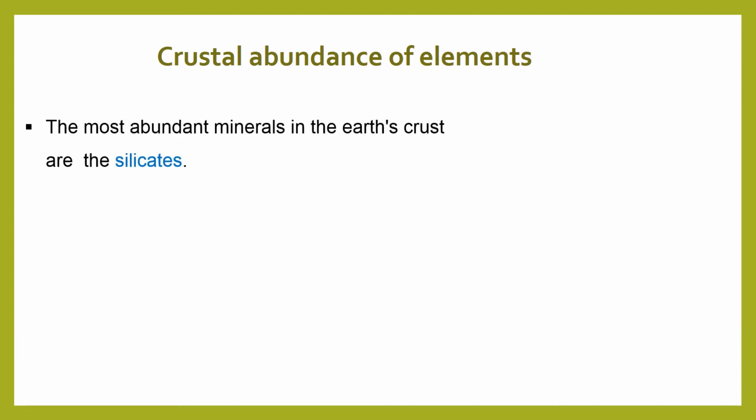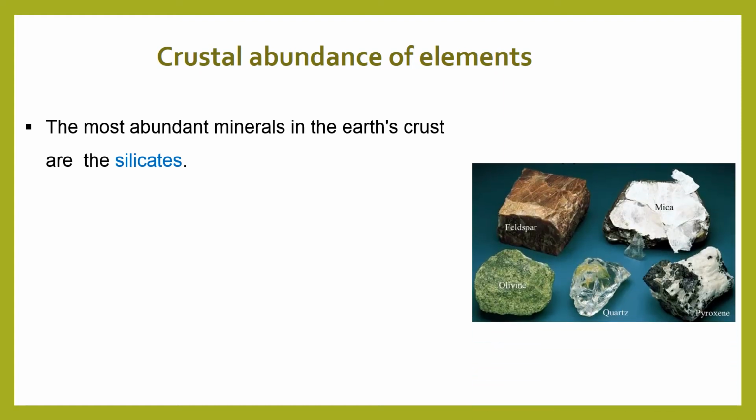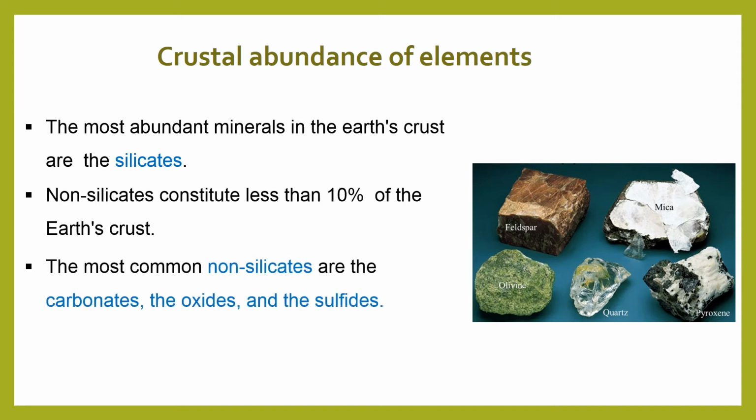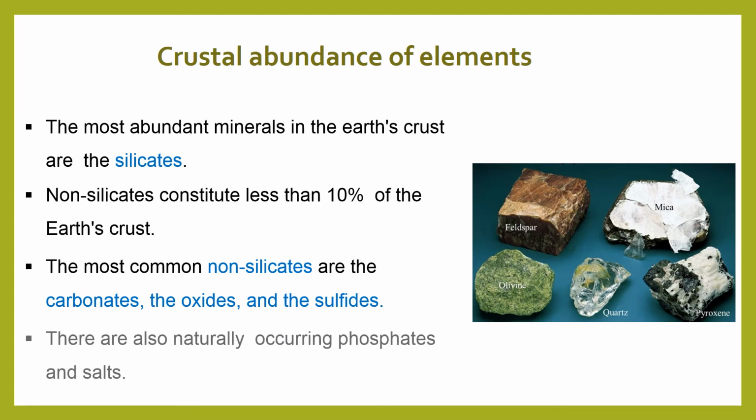So then we move to the most abundant minerals, not elements, minerals in Earth's crust. They are silicates, such as feldspar, mica, quartz, pyroxene, olivine. And also you still have non-silicates, which represent less than 10%. The most common of non-silicates are carbonates, oxides, halides, sulfides, and others.